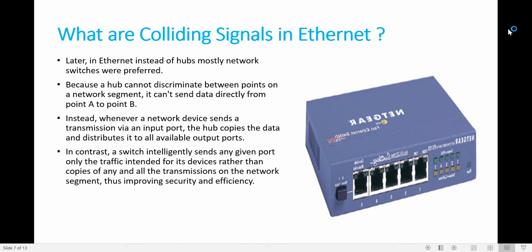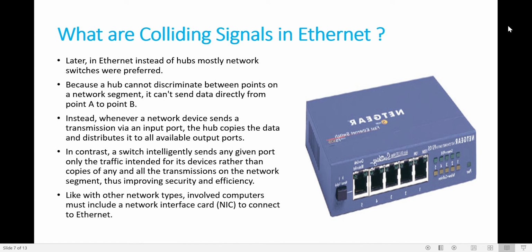So a switch can do point-to-point transferring. It won't send the same data to all the other ports. Generally, a hub will be sending the same data to each and every connected device on each port of the hub. Now, like the other network types, involved computers should include a network interface card to connect to Ethernet.